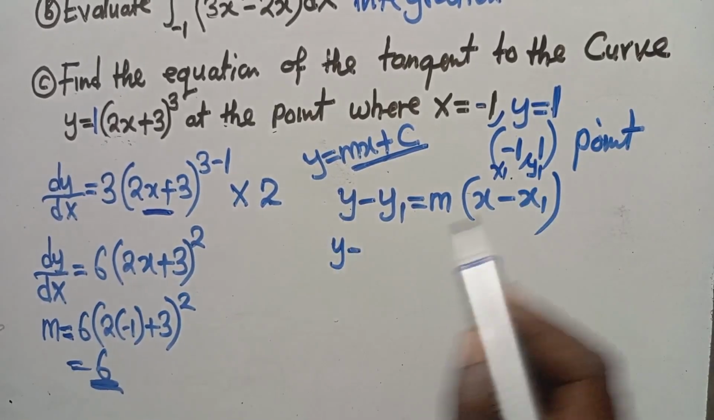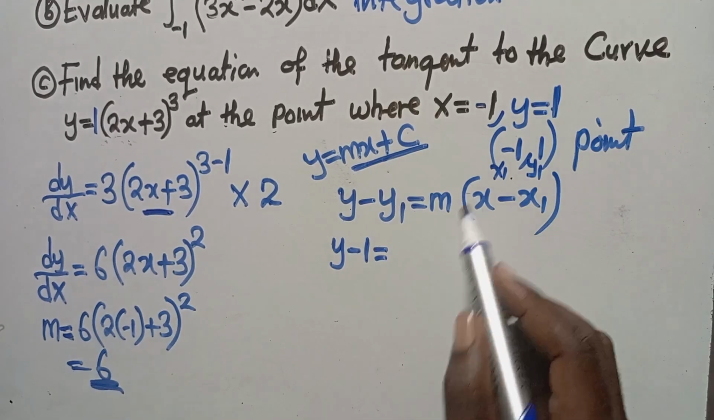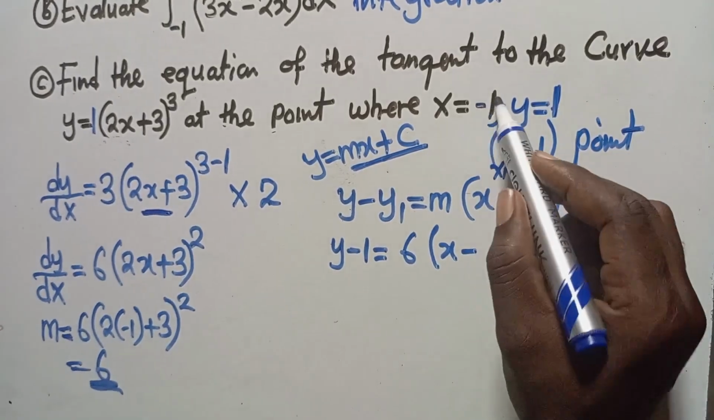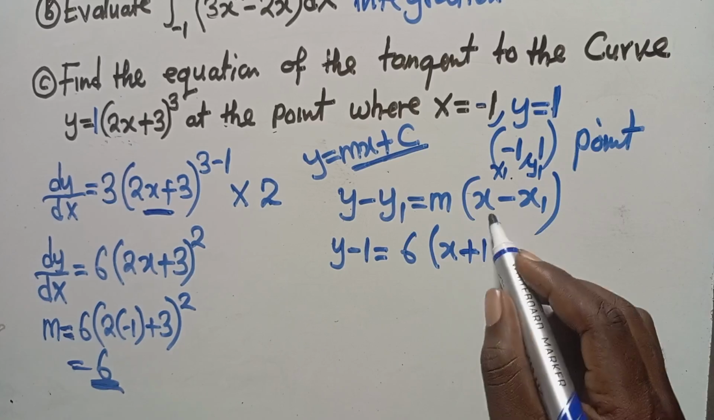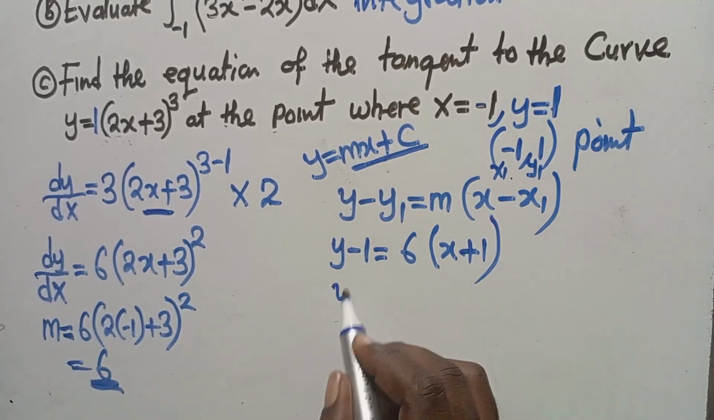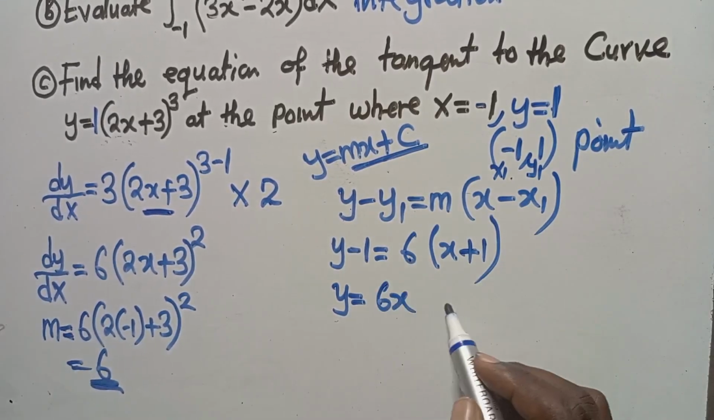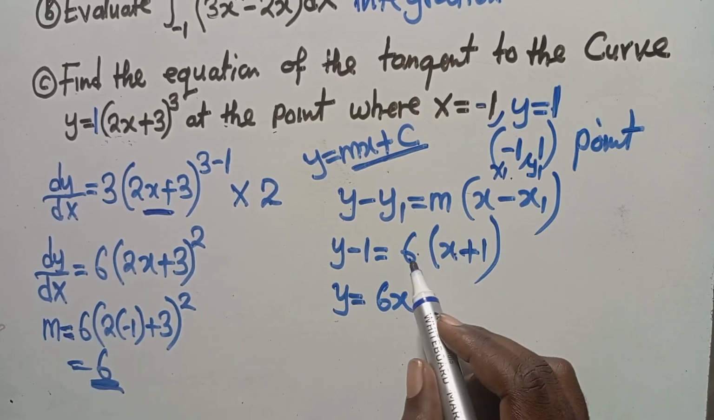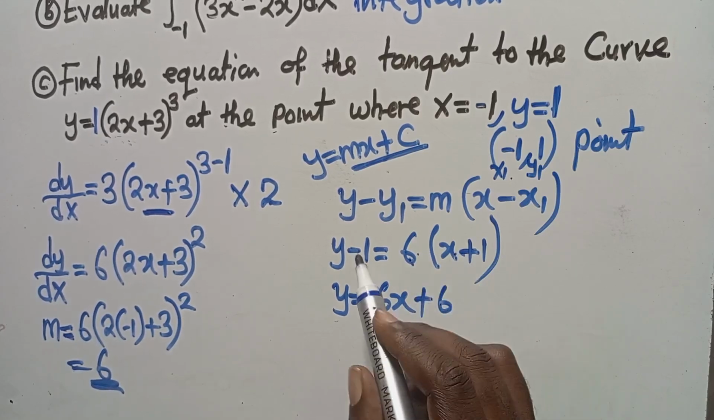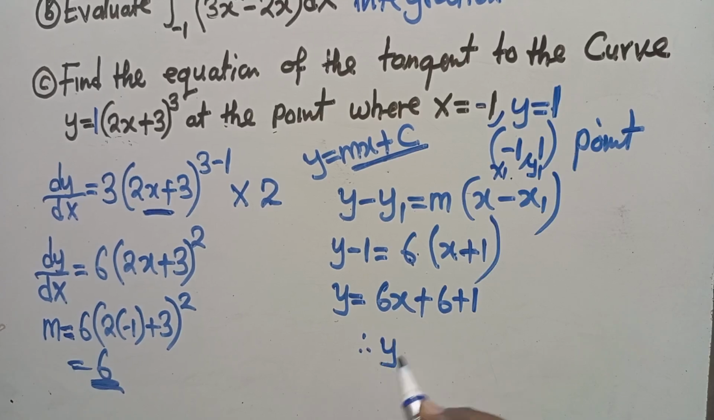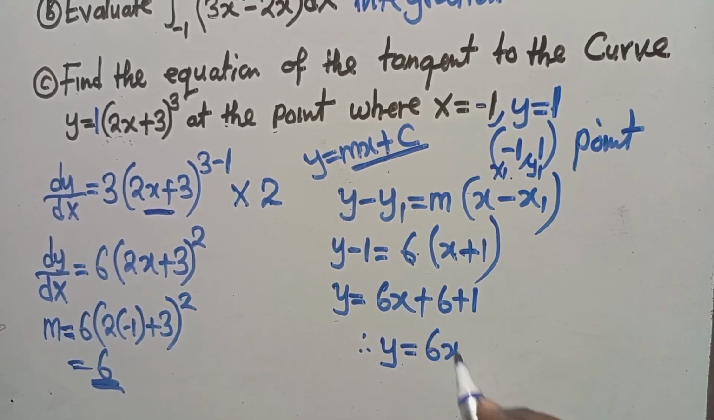So y minus y1, that is 1, is equal to gradient, that is 6, times (x minus, what is my x1? Negative 1). Since this is negative, it becomes positive like this. So y is equal to, this one goes the other side, 6 times x, 6x. 6 times 1, that is 6. This is negative, comes inside, it becomes positive. Therefore, the equation of the tangent is y is equal to 6x plus 7. You are done. This is what you are supposed to do.